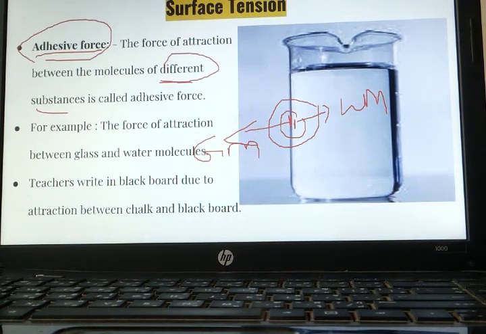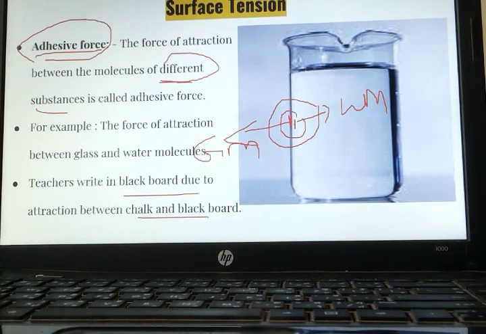It is due to this force that teachers are able to write on the blackboard. Why? Because there is an attraction between chalk and blackboard. Chalk gets attracted. Similarly, there is a force of attraction between the whiteboard and a marker ink. Due to that only, teachers are able to write.